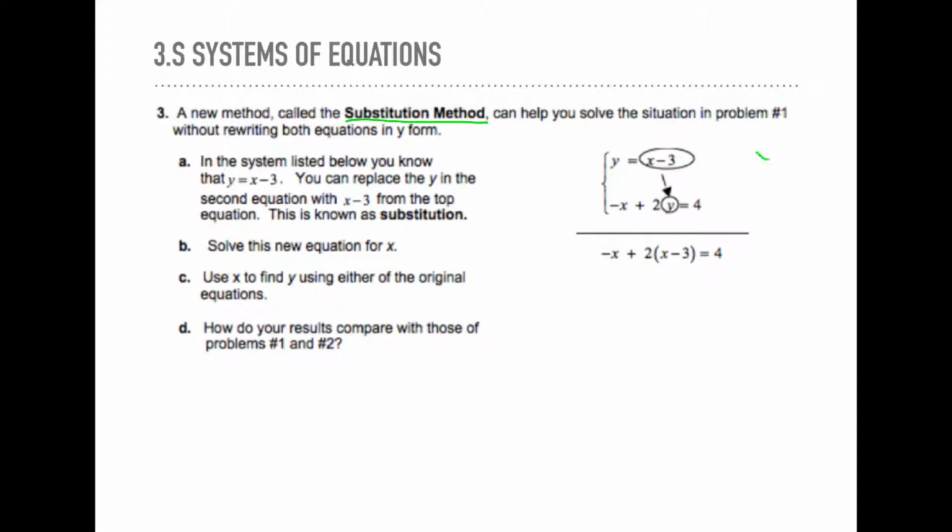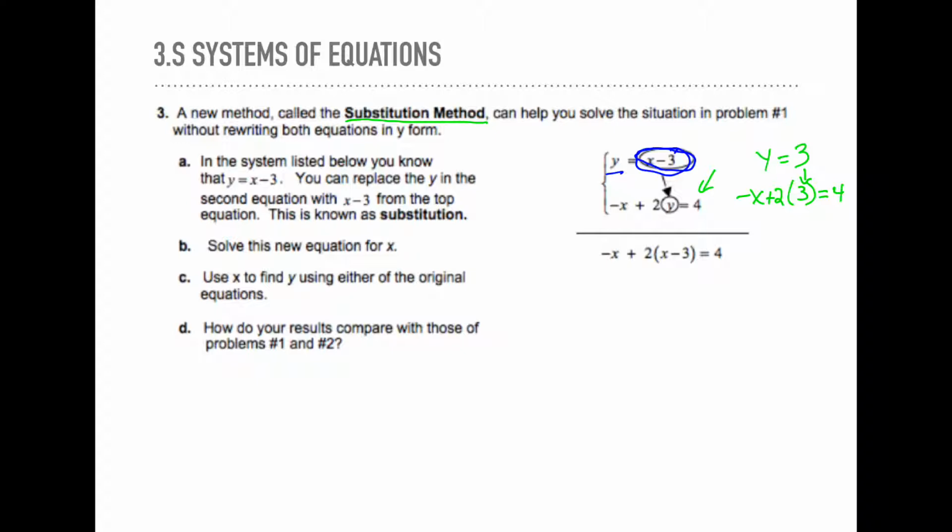So for example, if I asked you y equals 3, and how would you substitute that into this second equation, you guys would have no problem saying, oh, we got to do negative x plus 2 times 3 equals 4. We're going to substitute that 3 in there. Well, we're going to do the exact same thing, only we're not substituting in a 3, we're substituting in a lot more. So we're going to substitute in this x minus 3 for the y value.